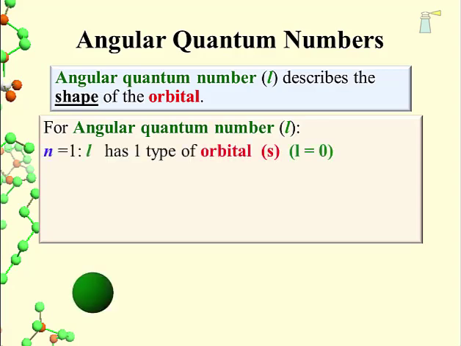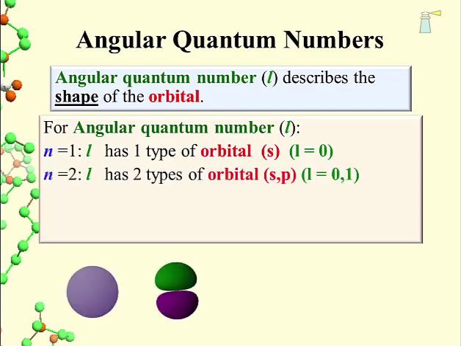When n equals 1, l has one type of orbital. It is called an s orbital, and it has a spherical shape. The l value for s is 0. The n equals 1 shell has one orbital. When n equals 2, l has two types of orbitals. It has its own s orbital, l equals 0, which is bigger than the one we saw with the n equals 1 energy level. It also contains p orbitals, l equals 1, which are dumbbell-shaped. The n equals 2 shell has 4 orbitals, 1 s and 3 p's.